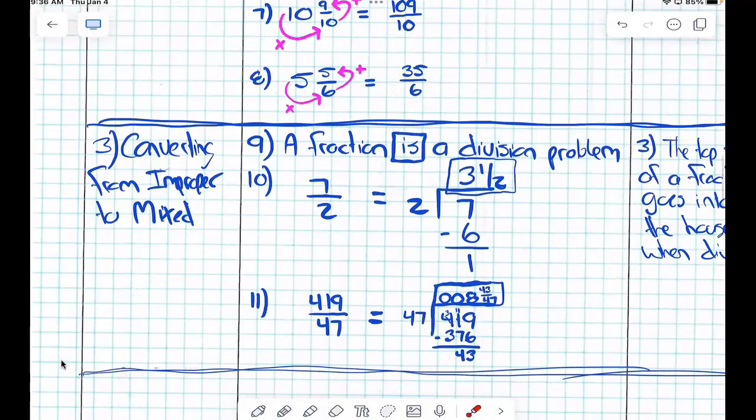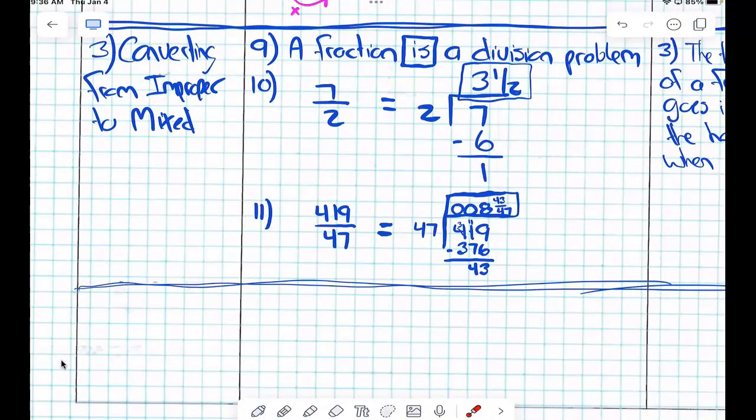How do you convert from an improper to a mixed, you guys? Say that again. Because a fraction is a division problem. So this is a fraction, right? It just happens to be an improper fraction, right? Eyes up here. So when you're dividing to convert to a mixed number, what number of the fraction goes inside the house? The numerator, right? What number goes outside the house?